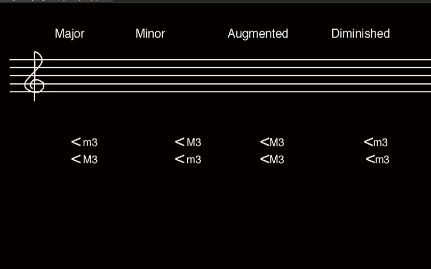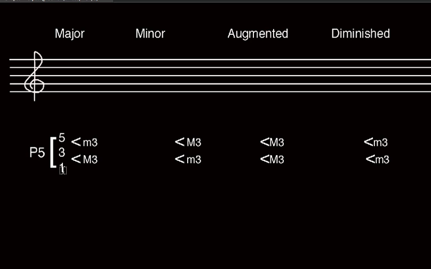In a major triad, if we have the root to the third, it's going to give us a major third interval. And from the third to the fifth, we're going to get a minor third interval. And then lastly, from the root to the fifth, we're going to have a perfect fifth interval. So this is how we construct a major triad.